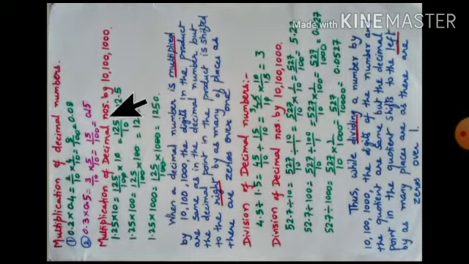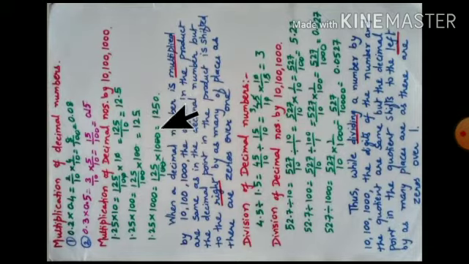Multiplication of decimal numbers by 10, 100 and 1000. 1.25 into 10 equal to 125 upon 100 into 10 equal to 125 upon 10. This 0 will be cut, equal to 12.5. 1.25 into 100 equal to 125 upon 100 into 100. 0 will be cut, so equal to 125. 1.25 into 1000 equal to 125 upon 100 into 1000. 0 will be cut, so equal to 1250.